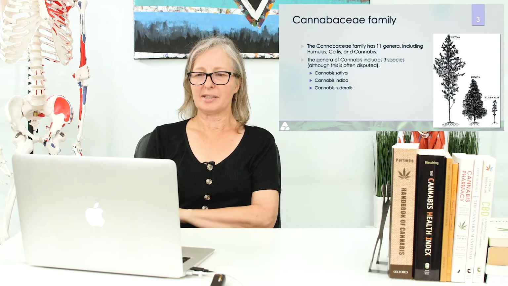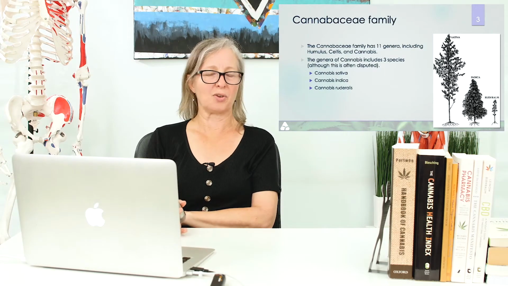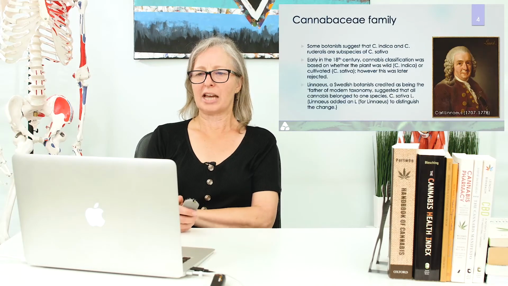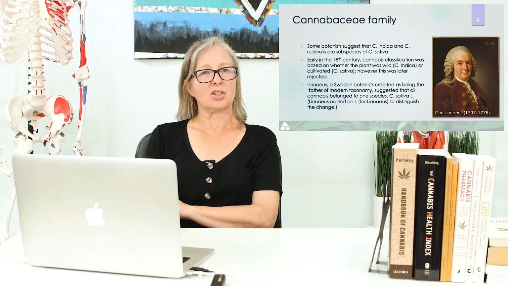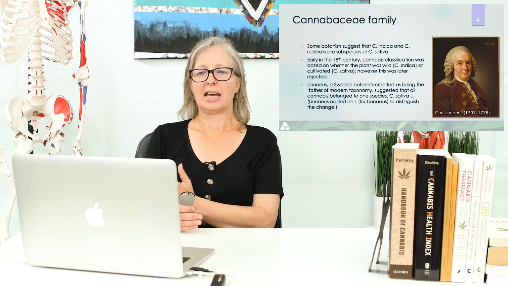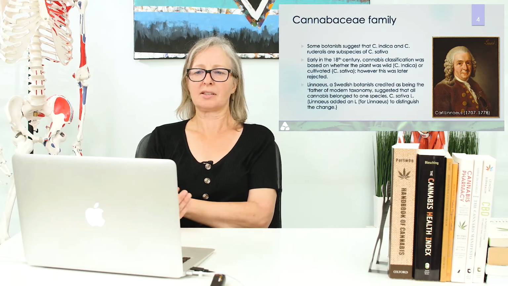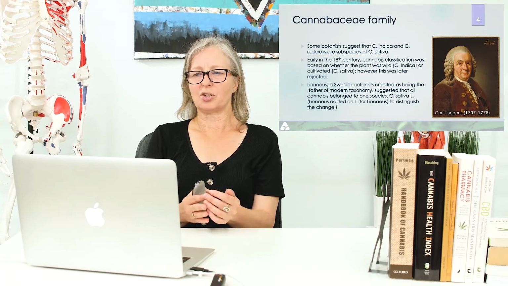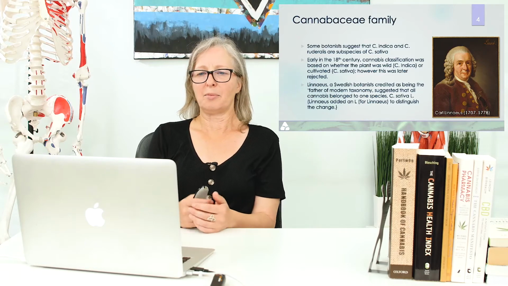So our three species are Cannabis sativa, Cannabis indica, and Cannabis ruderalis. And they each have different features that we'll look at in just a moment. Some botanists still suggest that Cannabis indica and Cannabis ruderalis are subspecies of Cannabis sativa. So in some books you may see it shown as Cannabis sativa sativa, Cannabis sativa indica, that kind of thing.